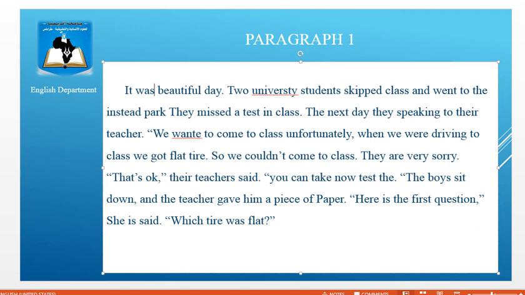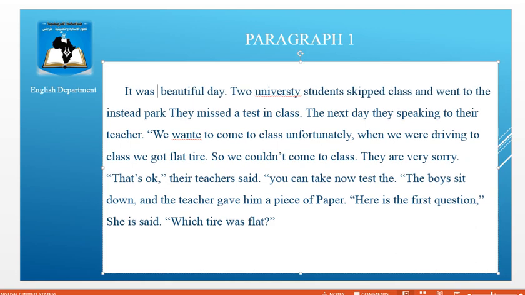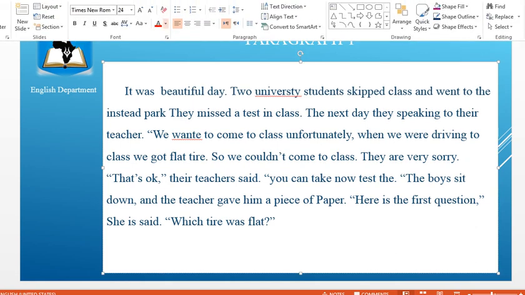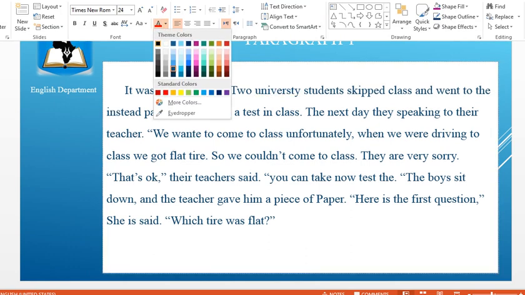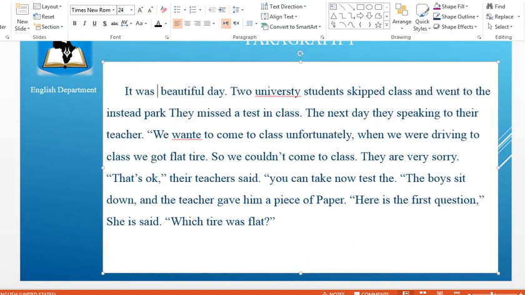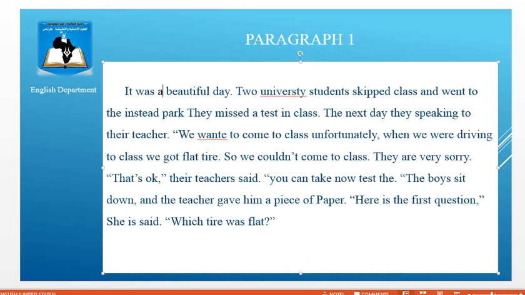So we are going to write the mistake with another color. Let's change the color to black. So A. This is the mistake. We are going to underline. So this is the first mistake and it's called missing word. It was a beautiful day.